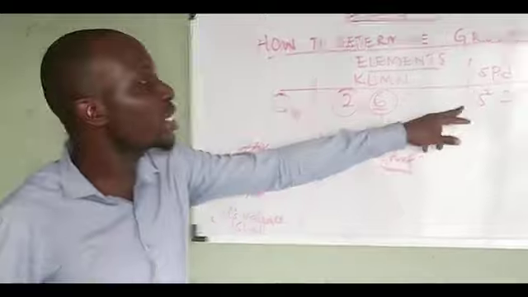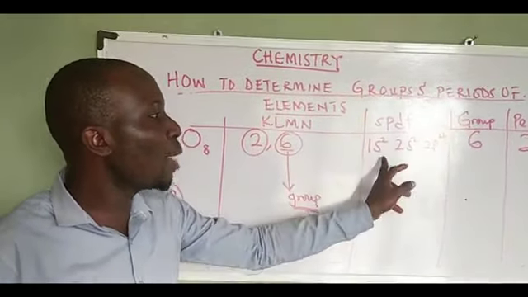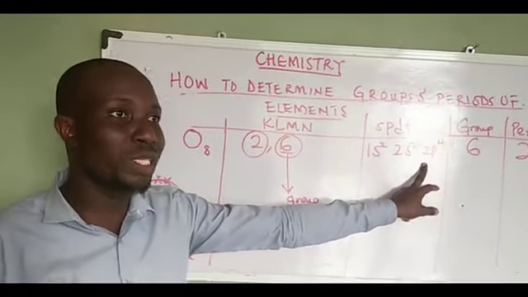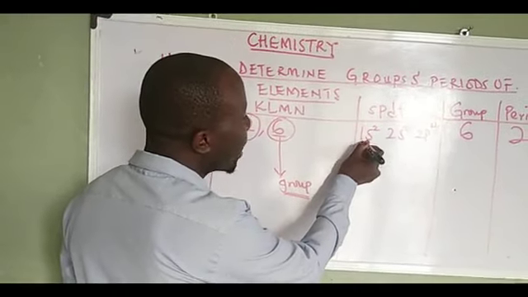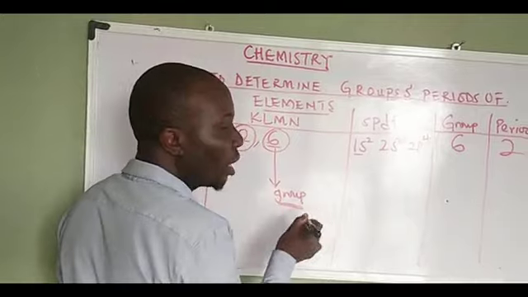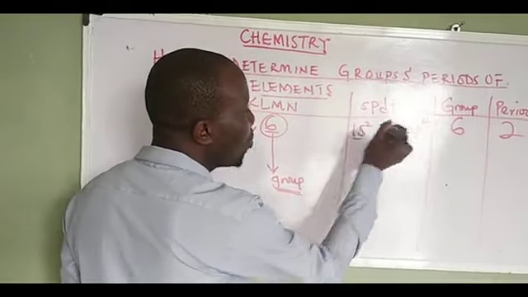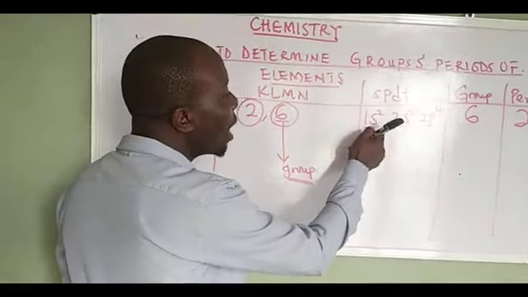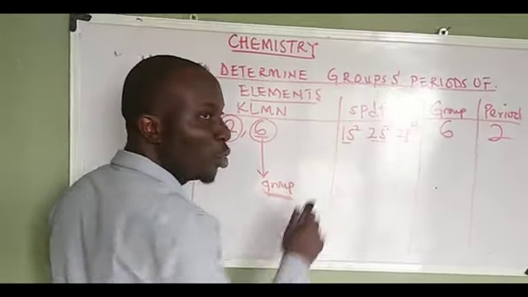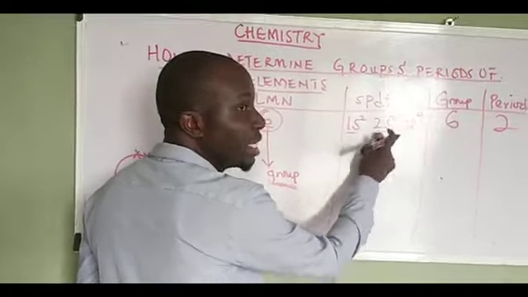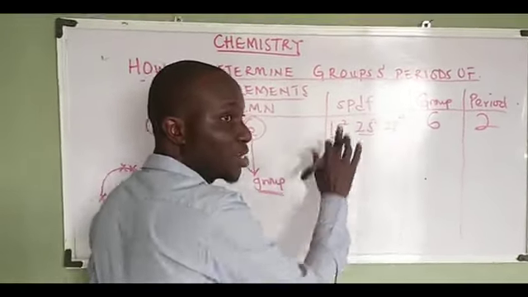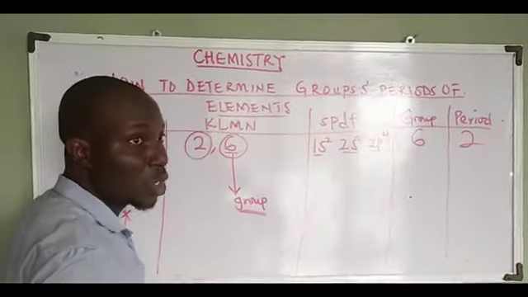Now, if we want to use SPDF to determine group and period, can we actually use that? Yes. We have 1s orbital. We have 2s and 2p orbital. Among these orbitals, which one do you think is the largest? 2. 2 is the highest orbital. There is no orbital that is greater than 2. Is that clear now?